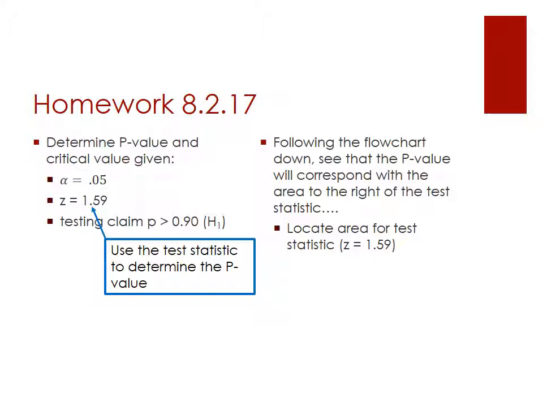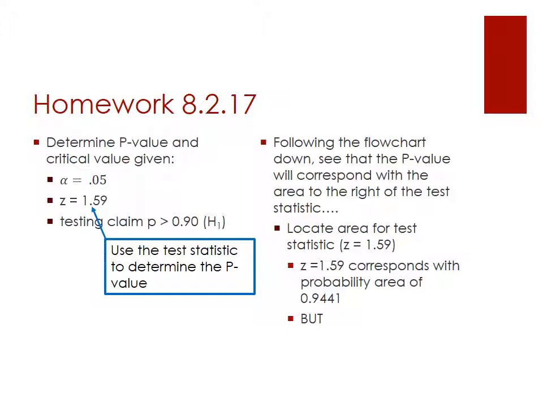So here we go. We're going to locate the area for our test statistic. Here we have z equals 1.59 for this particular problem. So it corresponds with the probability area of 0.9441. There again, I'm taking my z distribution table, locating 1.5 on the left-hand side, and then coming across until I get under 0.09, and that gives me my probability area of 0.9441.